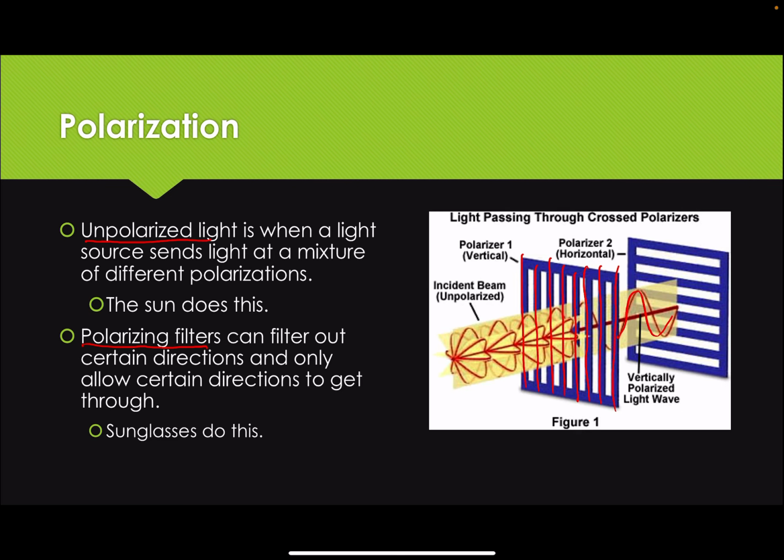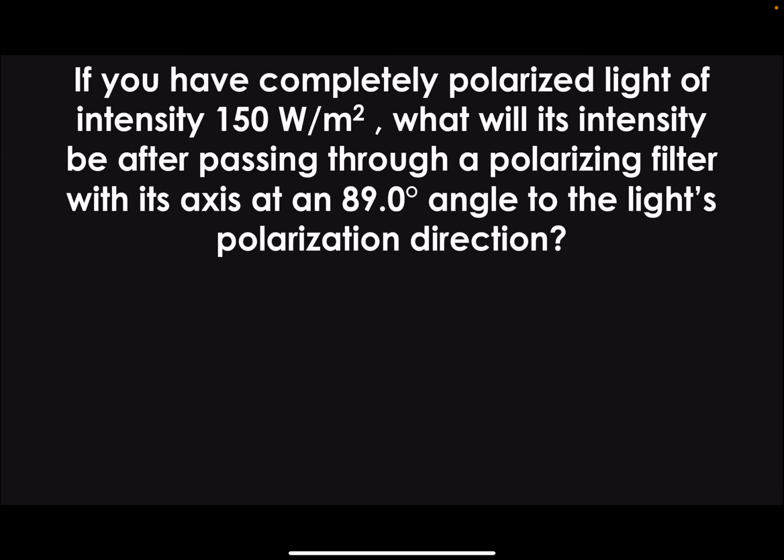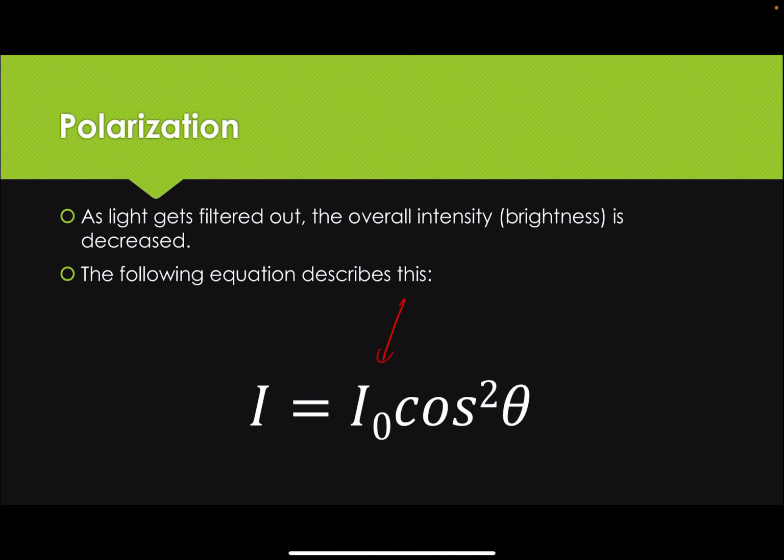And we have an equation that describes this. This equation has the intensity of the light before the filter, because when we were talking about V naught, it was always before, while V was always after. So this is the intensity of the light beforehand, this is the intensity afterwards, and this is the angle between the two.